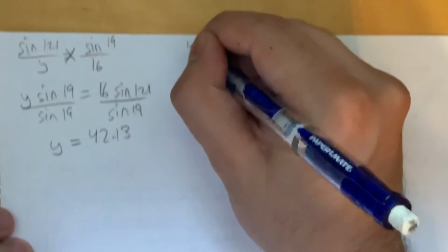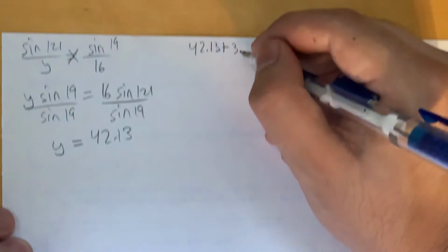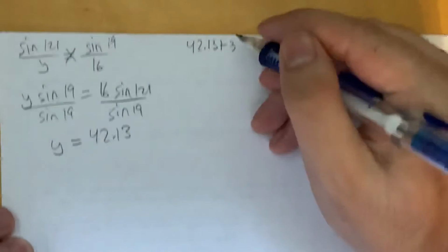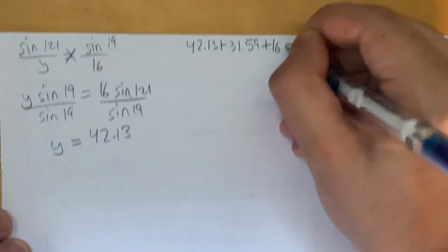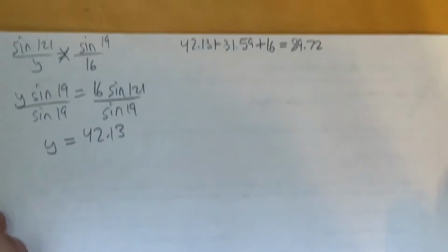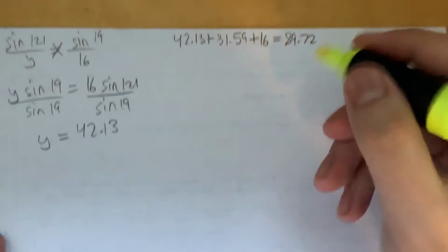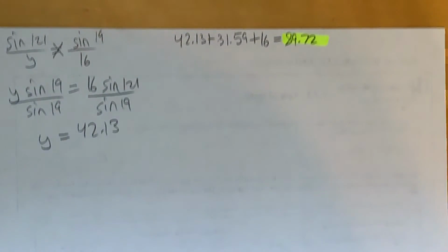So I have 42.13 plus 31.59 plus 16. And that should get me 89.72. And now I am done. Plus the highlighter tells you I've finished.